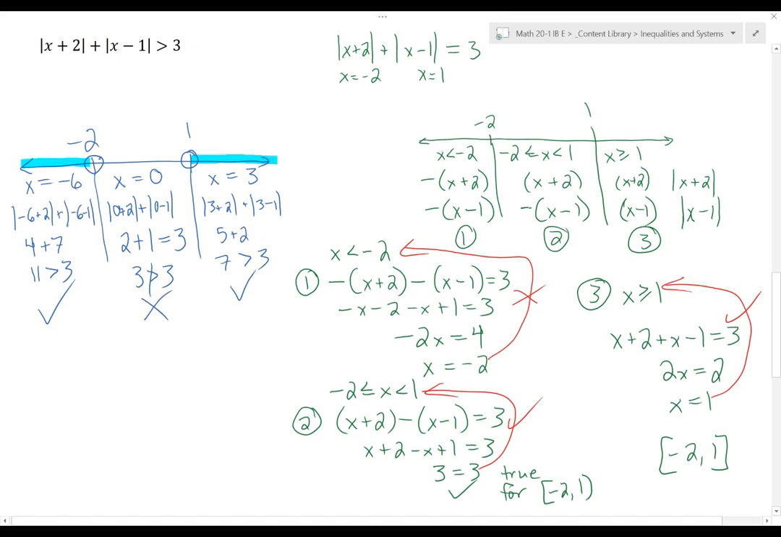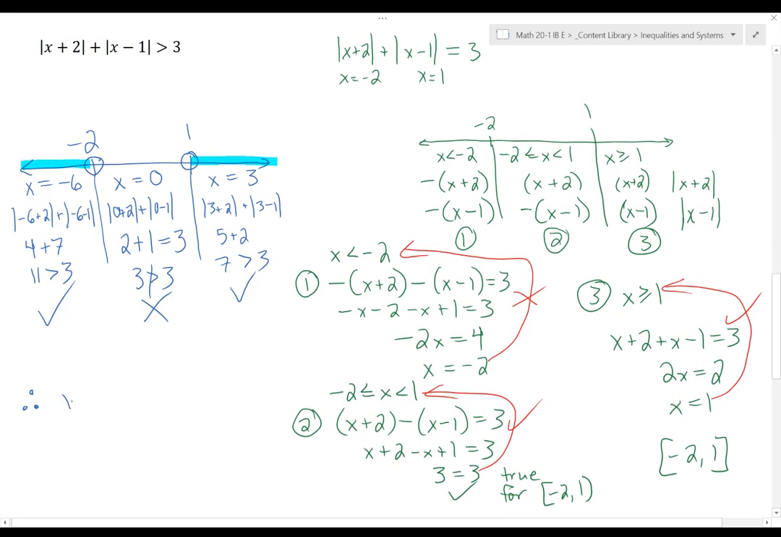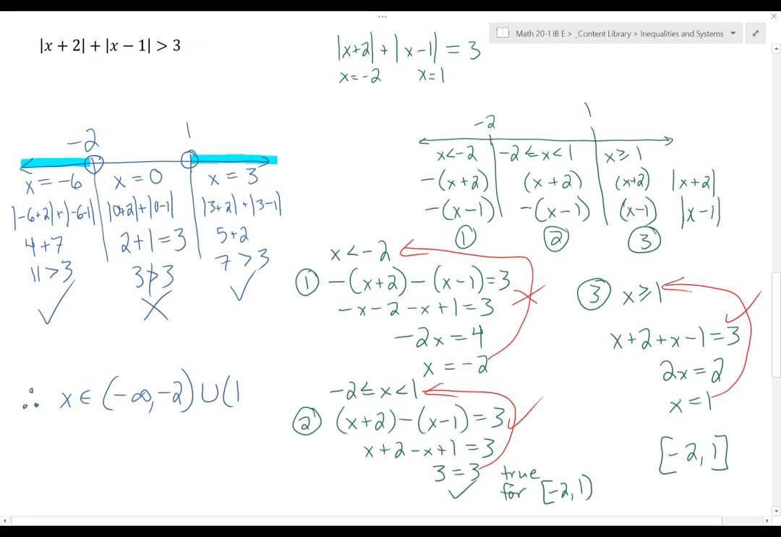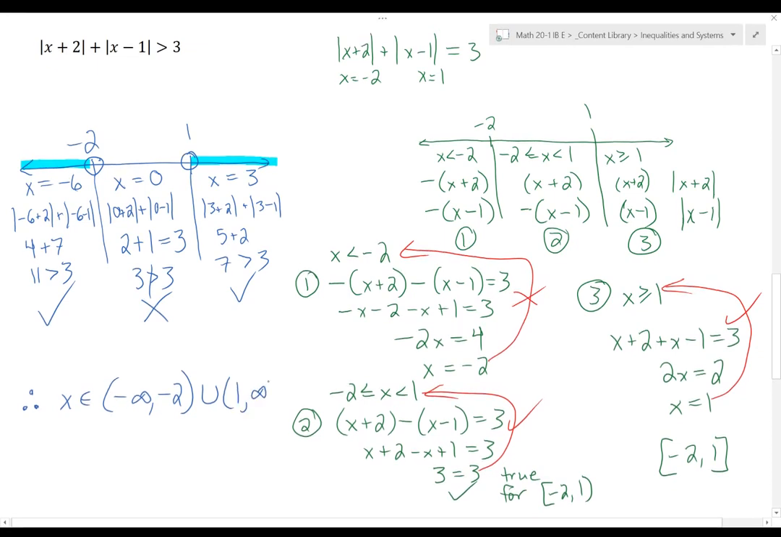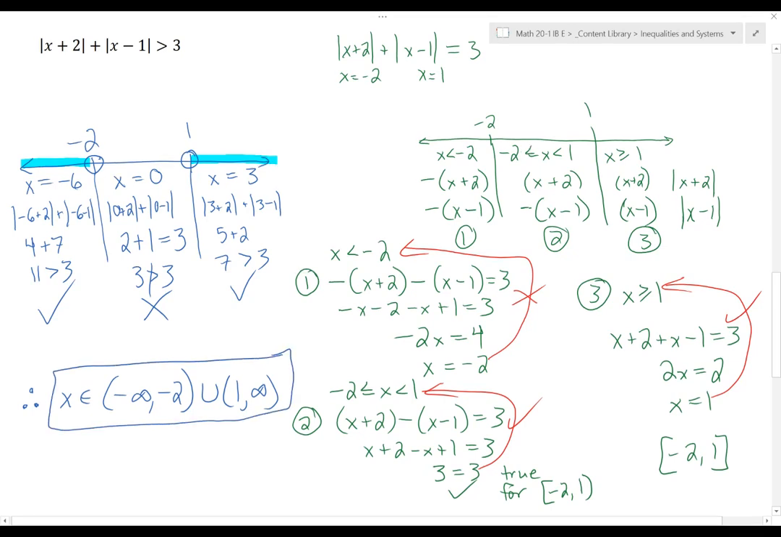So that means that the solutions to the inequality are all the values of x that go from negative infinity to negative 2, not inclusive, and from 1 to infinity, not inclusive. One small change on this inequality, if I changed it to greater than or equal to 3, then in point of fact, absolutely every real number would be a solution to this inequality. If I changed it to less than 3, then there would be no solutions. So all of these things are possible.